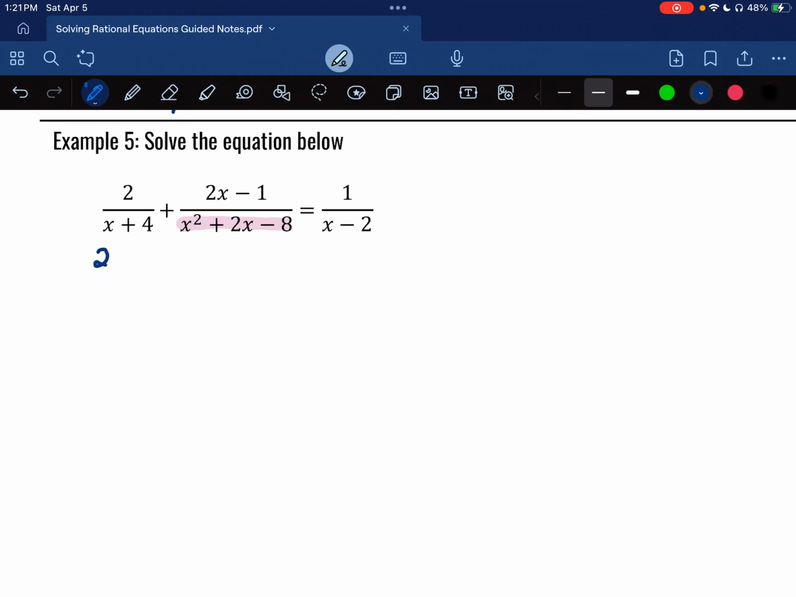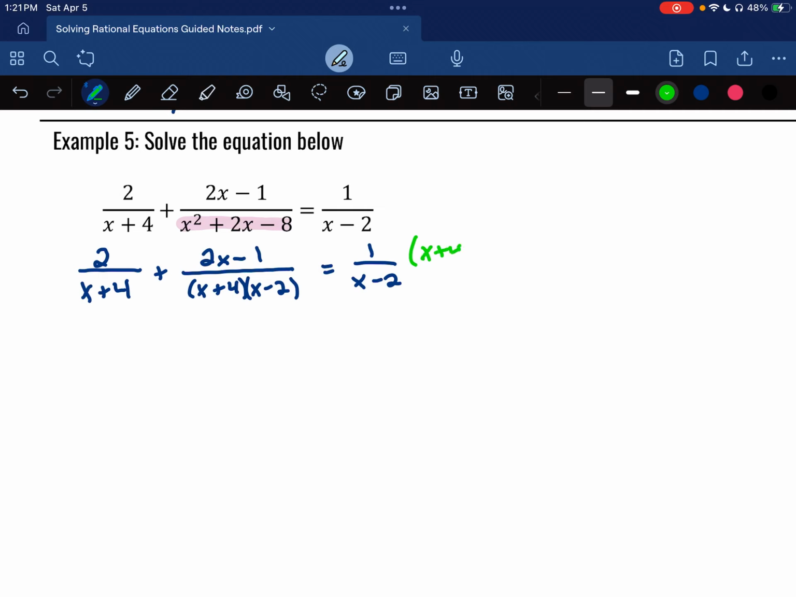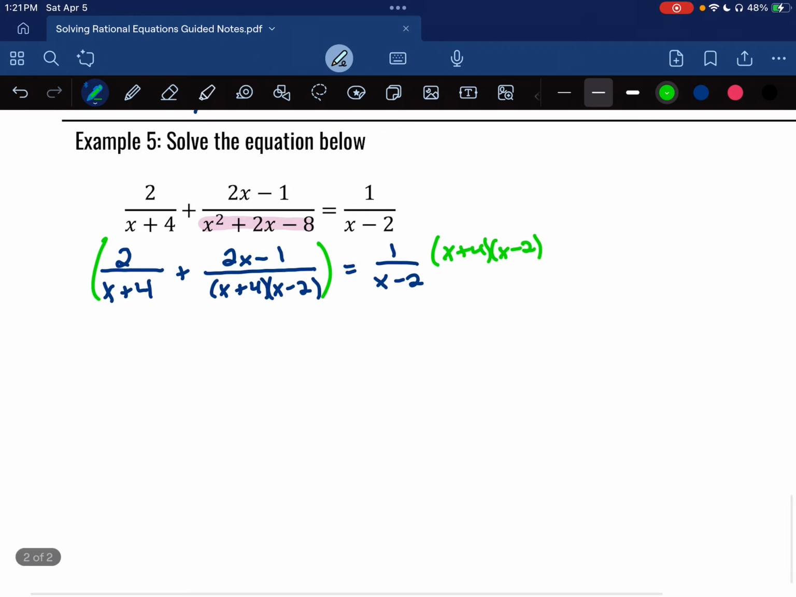All right, so we've got 2 over x plus 4 plus 2x minus 1 over, this is going to factor as x plus 4 times x minus 2. Ha! Would you look at that? Those are exactly the binomials we needed. All right, so I'm going to multiply this side by x plus 4, x minus 2. I'm going to multiply this side, making sure that's going to get distributed, x plus 4, x minus 2.